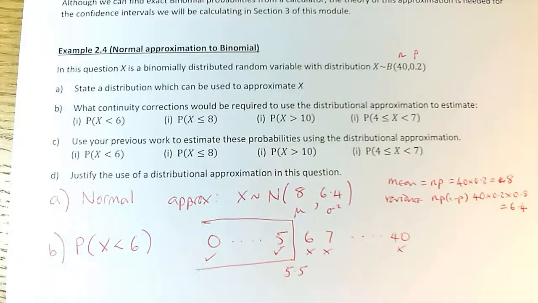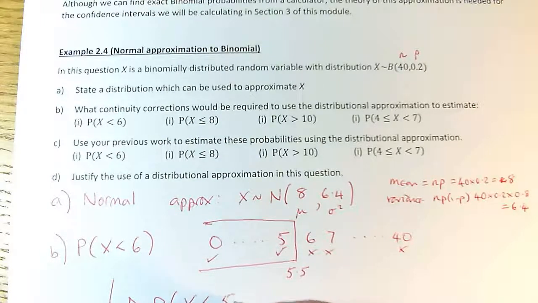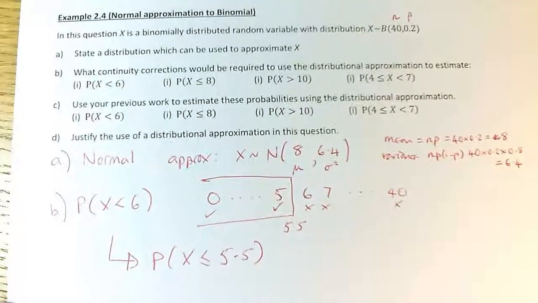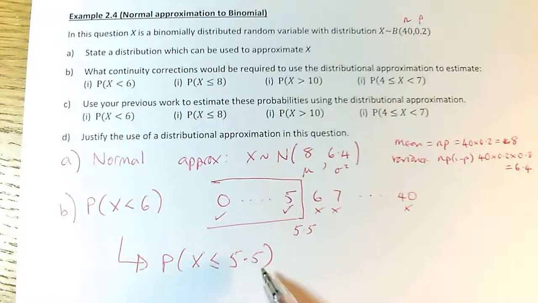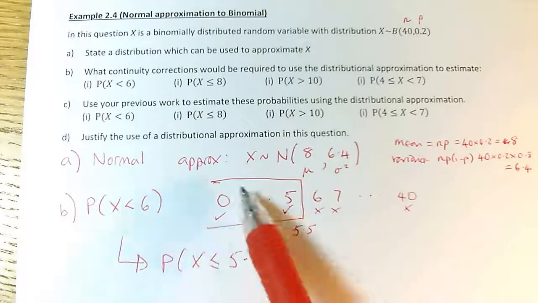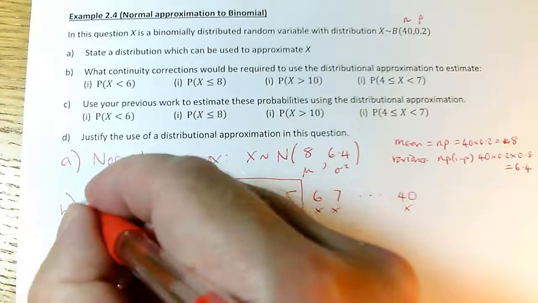So the probability of x being less than 6 turns into the probability of x being less than or equal to 5.5. Or you can put less than 5.5. Now we've done the continuity correction. For a normal distribution, remember, the probability of being exactly 5.5 is 0, so it doesn't matter whether you use a less than or equal to or a less than sign there. But our 5.5 does need to take account of the fact that our binomial box was between the 5 and the 6. So that was B part 1.